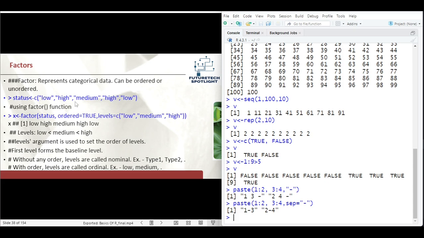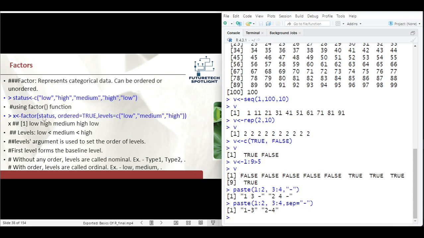So suppose we are having this particular type of data in the real world. There are so many times low, high, medium are coming in the data, and we want to find out the total number of categories, the total number of unique values in the particular column. So in that case we will use the factor function. Now there are 3 parameters of the factor function, but only one parameter is compulsory, the other 2 parameters are optional.